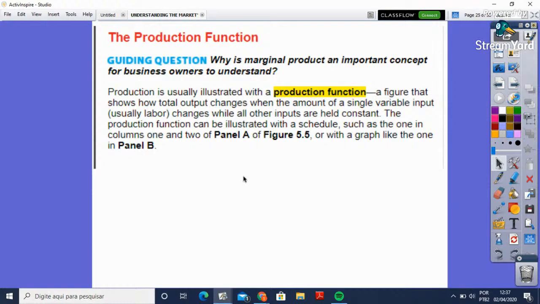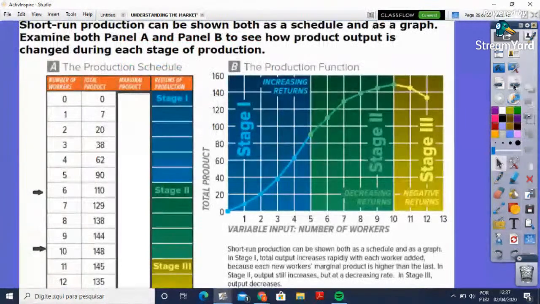Let me show you here. Ooh, this is really big. Yes, it's really big. Notice I have 3 stages, stage 1, stage 2, and stage 3. And this is my firm here. In my firm, I have 0 workers. What is my total product? It's 0. I'm not producing. Great. I hired 1 worker. What is my total product? 7. Fantastic. Then I have 2 workers. What is my total product? 20.